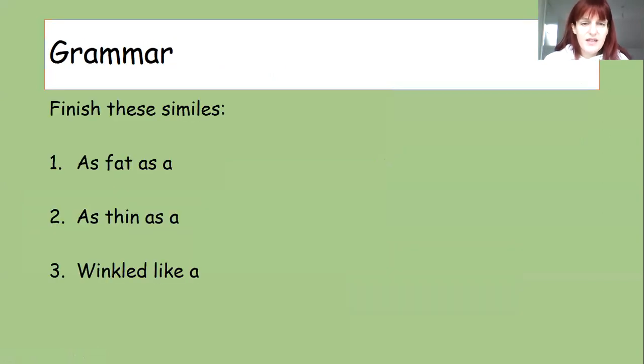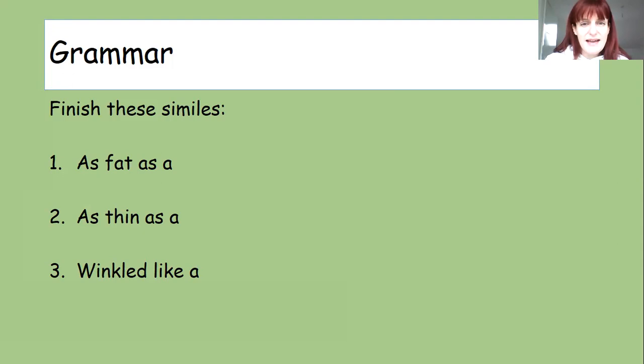Okie dokie. So, quick bit of grammar, really quick today. All I want you to do is finish these similes. There are only 3. Can you write them down on a piece of paper or in a Word document? I really don't mind. You do not need to hand these in, but you do need to do them, okay? So, as fat as a, as thin as a, as wrinkled as a, okay? I don't mind what you write. Try not to go for something too obvious, though.